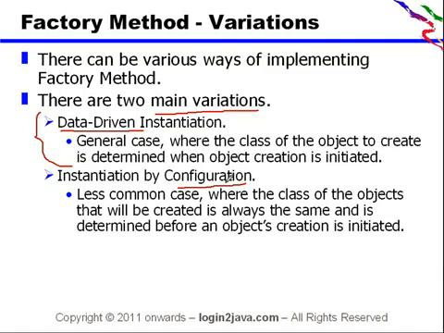Whereas instantiation by configuration is less common in use, or less commonly required actually, where the class of the objects that will be created is always the same and is determined before an object's creation is initiated. So one factory for one type of object. If you have two different types of objects to be created by factory, there will be two factories. So a bit confusing over here, but we will soon be looking at a good example that will be useful to understand instantiation by configuration.